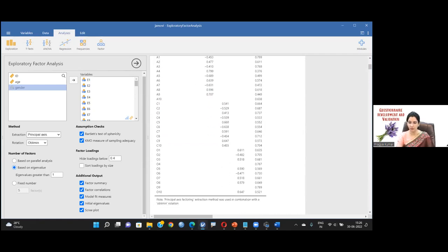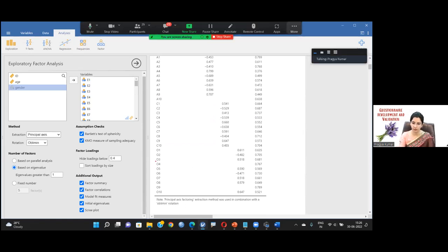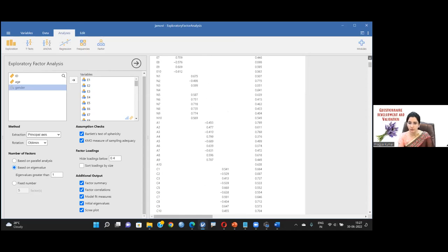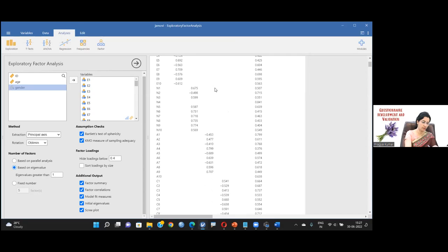Similarly, if I come down and see this O4, can you see this O4? This O4 is also not getting loaded on any factor. Again, if I go up, this O9, so O4, O9, this is also not getting loaded. So I have written that O4, O9 I have to remove, and then again this A10 I have to remove. And then if I go up, this N4. So I am removing these 4 items now because they are not getting loaded on any other factor.